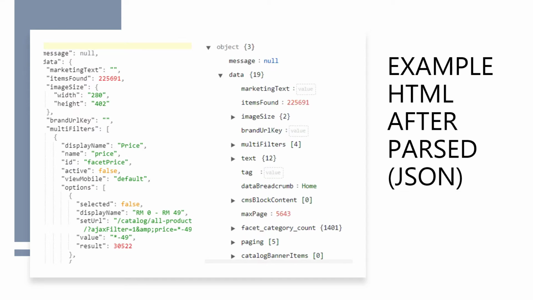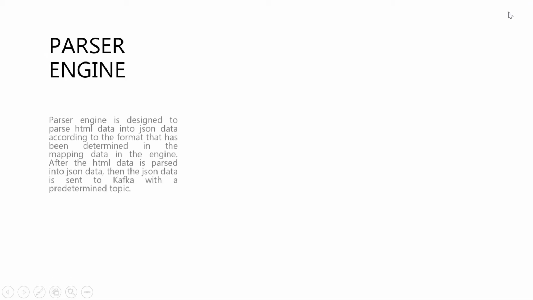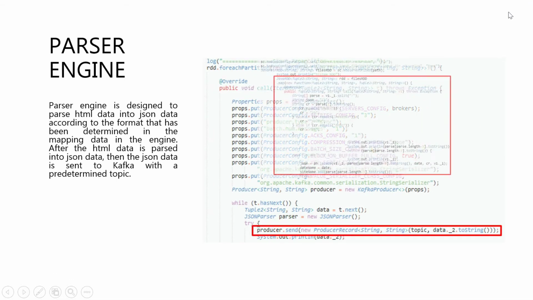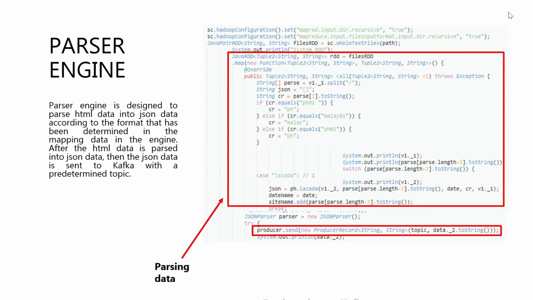This is the data after parsing process. The result data is in JSON format. This is some function from the code that will be done by parser engine and producing the data to Kafka.